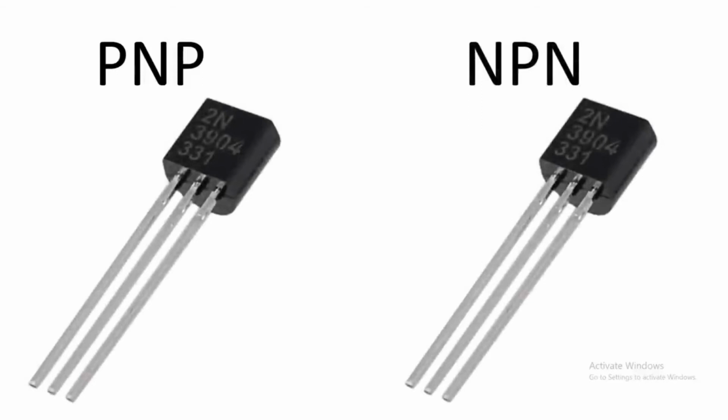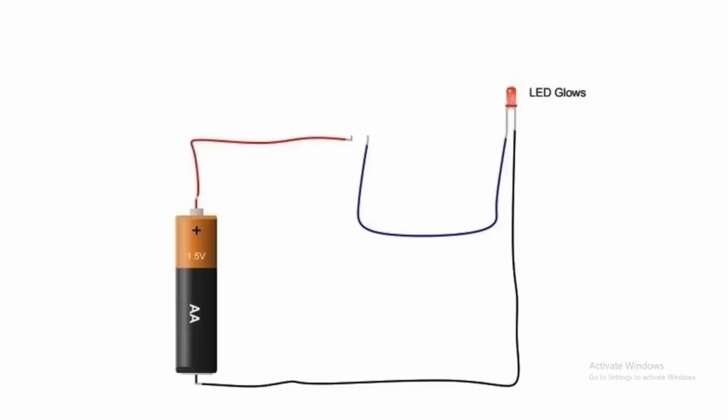There are mainly two types of transistor: PNP transistor and NPN transistor. So what is the difference between PNP transistor and NPN transistor? The difference is very simple. Here is the circuit of an LED, the cell or battery, and a transistor.